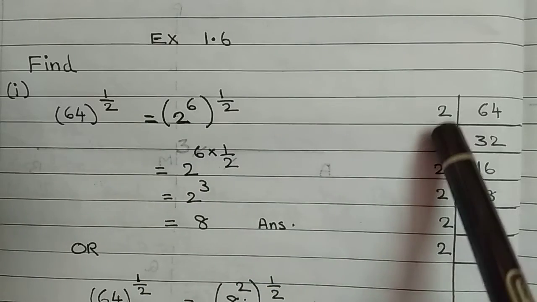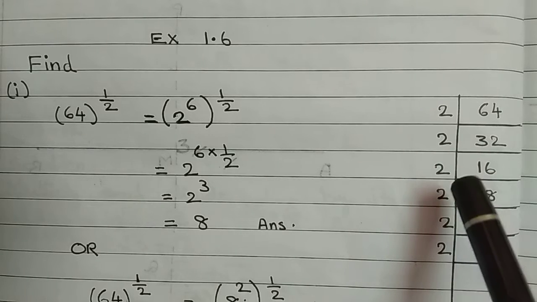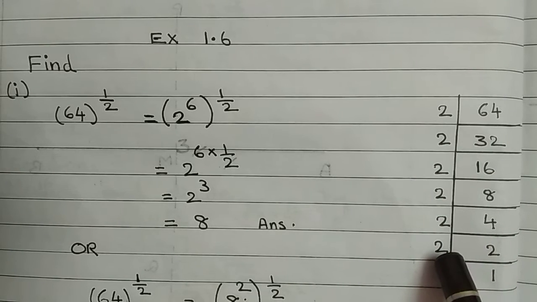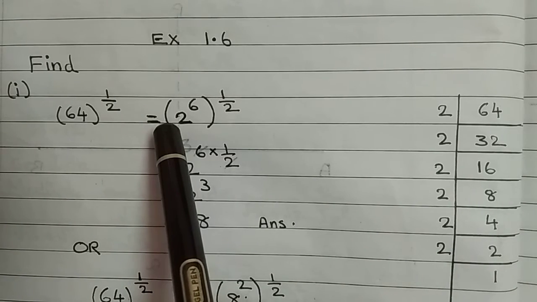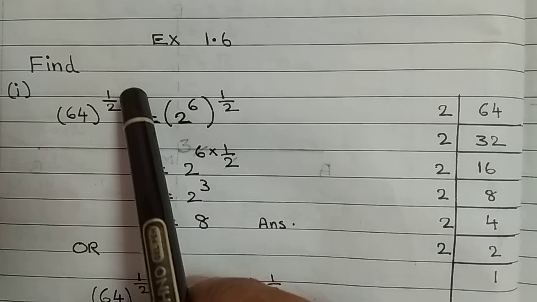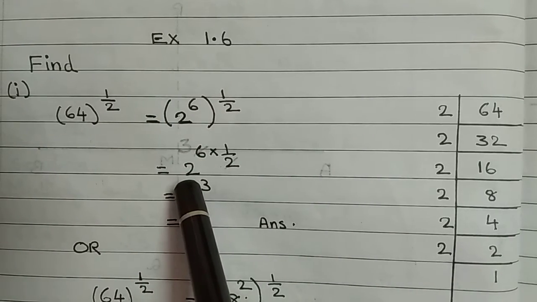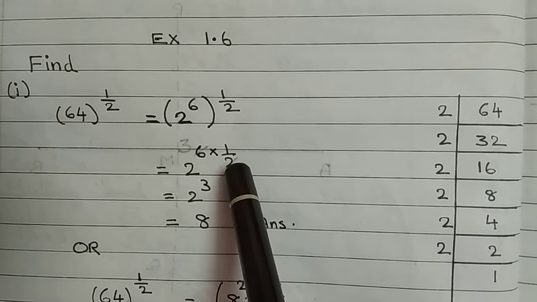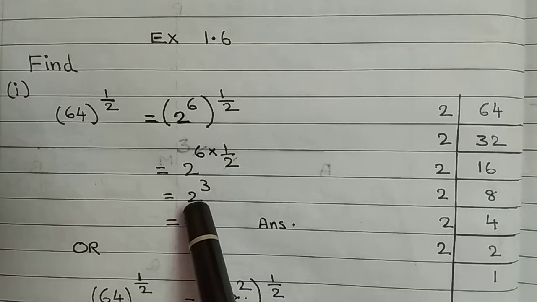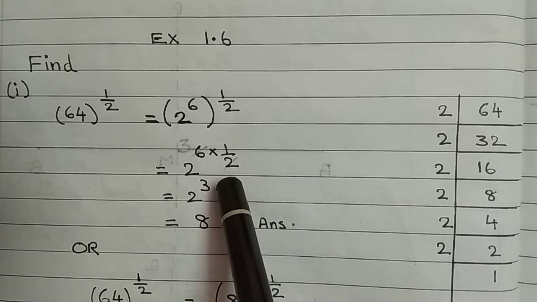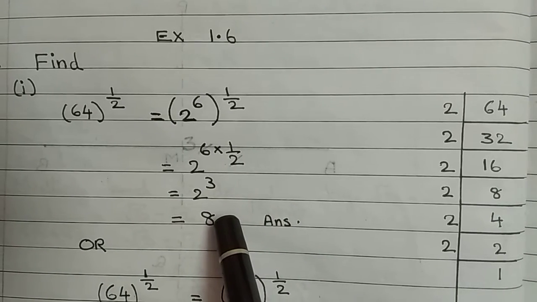When I find the prime factorization of 64, it is equal to 2 into 2 into 2 into 2 into 2 into 2, 6 times. 2 is repeated 6 times, so I can write it in the exponential form: 2 raised to the power of 6, then 1 by 2 is already there, whole raised to the power of 1 by 2. 2 raised to the power of 6 multiplied by 1 by 2. 2 and 6 we can cancel with 3, so we get 2 raised to the power of 3. 2 raised to the power of 3 means 2 into 2 into 2, which is equal to 8.